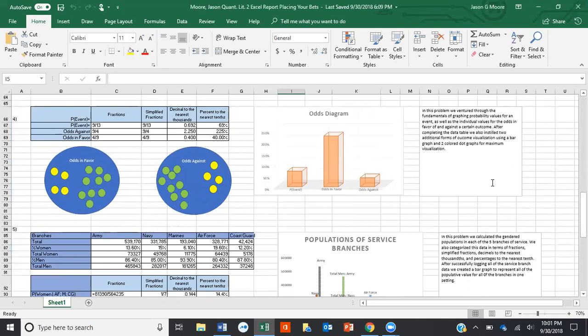Okay, and in this problem, we went over the odds against and odds in favor of a given event. We also calculated in fractions, simplified fractions, decimals to the nearest thousandths, and percents to the nearest tenths. We also showed it in a bar graph with odds in favor having the highest at 25% and odds against being the lowest at about 50. We also incorporated something new, which I'd categorize as similar to a scatter plot diagram, I guess. And there's this problem.